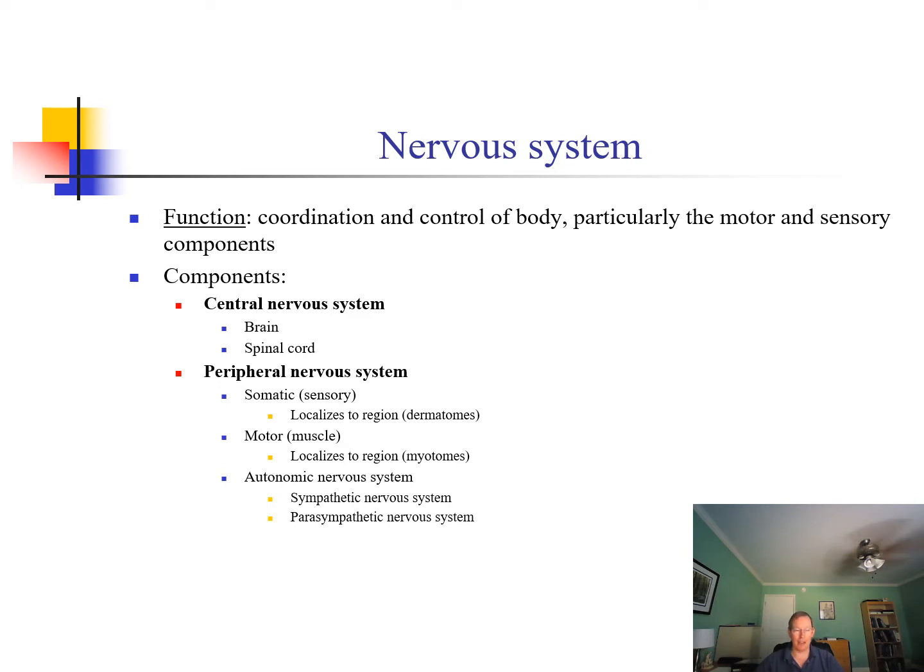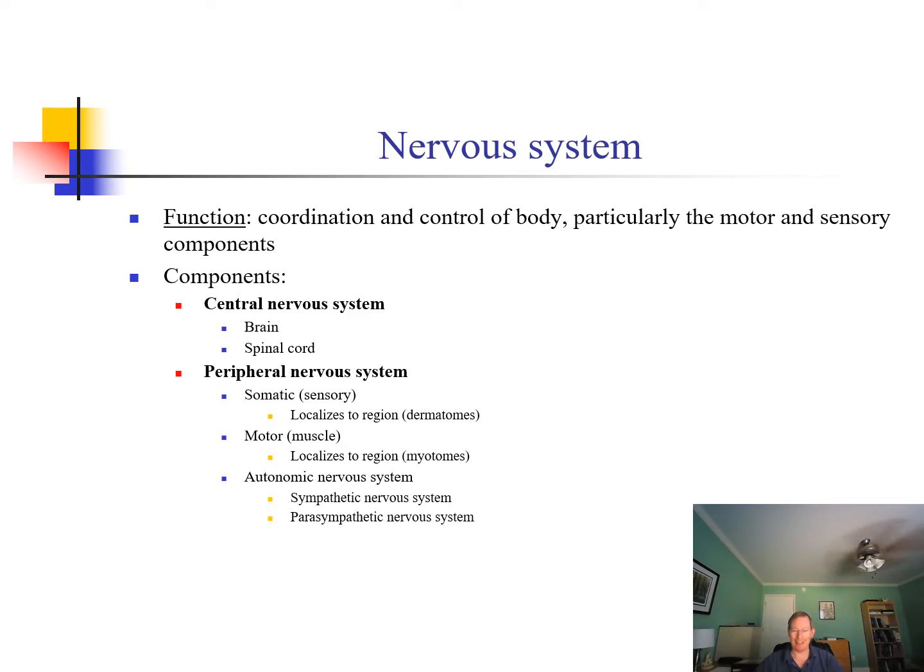And as I mentioned, this is a control system that is involved in the coordination and control of your body, particularly the motor or the movement parts from the skeletal muscle, and sensory components that feed information into the central nervous system. Now, your brain is housed within your skull, your spinal cord within your spine. The peripheral nervous system has three parts.